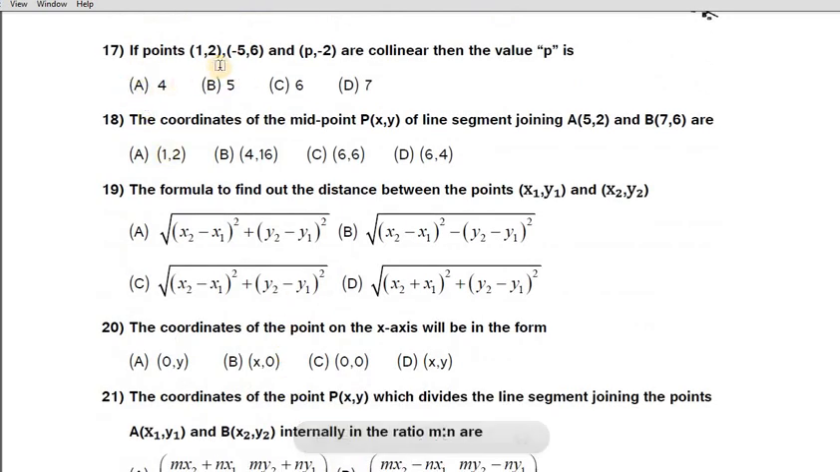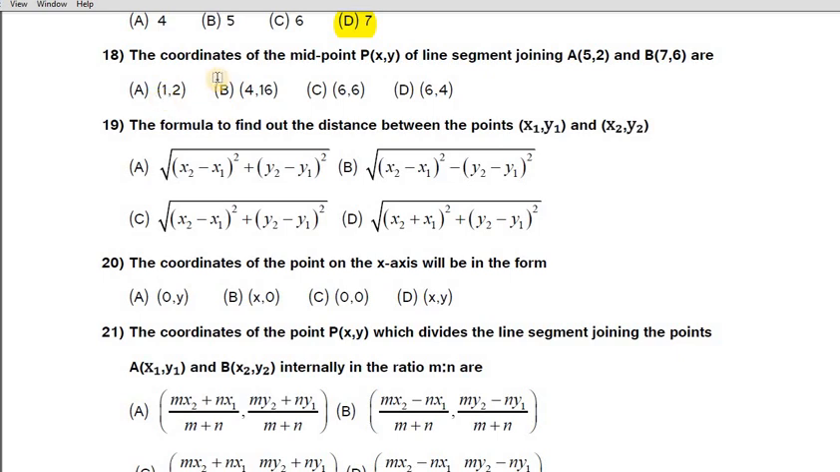If points (1, 2), (-5, 6) and (P, -2) are collinear, then the value of P is, given options are 4, 5, 6, 7. So here you want to use the area of triangle formula when vertices are given: half into x1 into (y2 minus y3) plus x2 into (y3 minus y1) plus x3 into (y1 minus y2). That formula you have to use. The area of the triangle will be equal to 0 because the points are collinear. Substitute the values and simplify, you will get the answer as 7. Option D is right.